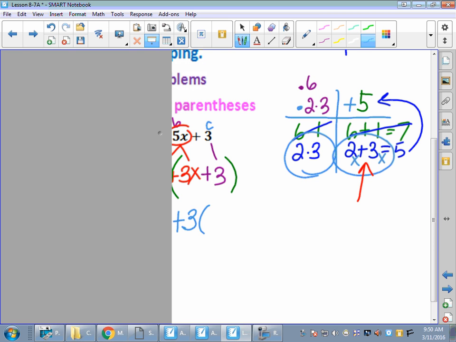Positive 3, right? Always put a sign in there. That's really important. And when I divide, or think distributive property or leftovers from prime factorization, I'm believing that I should have an x plus 1.